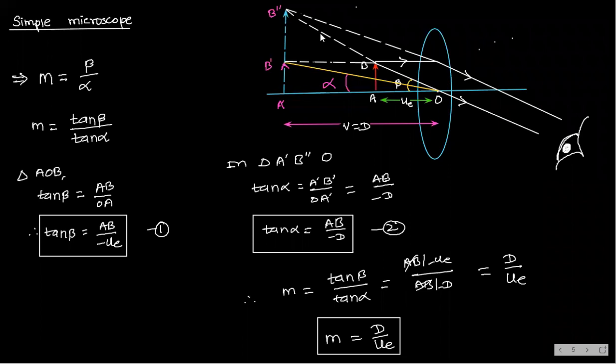See once these triangles. Tan beta I have taken here. This is opposite by adjacent, that's why AB by OA, and OA is equal to minus UE. And then tan alpha is A dash B dash divided by OA dash, which is minus D. Just divide, and we got the magnifying power.